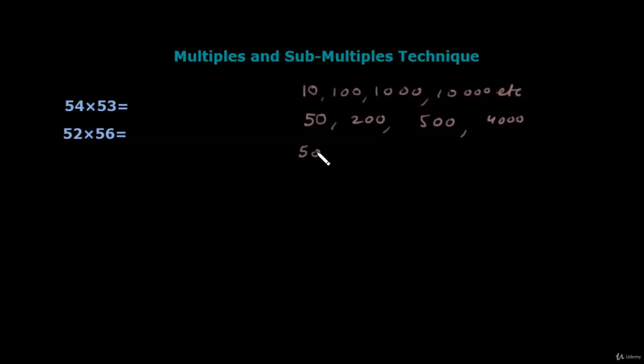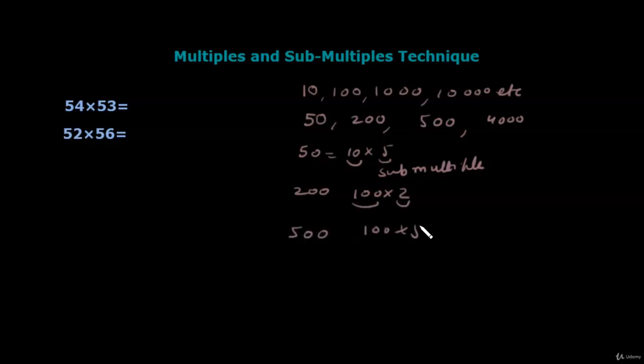Now, what is 50? 50 is 10 times 5 and 5 is submultiple. If we are taking the base 200, then this is 100 times 2 and base is 100 but 2 is submultiple of 100. Similarly, for 500, this is 100 times 5, so 5 is submultiple. So if base is not 10, 100, 1000, in that case we consider these numbers as submultiples.